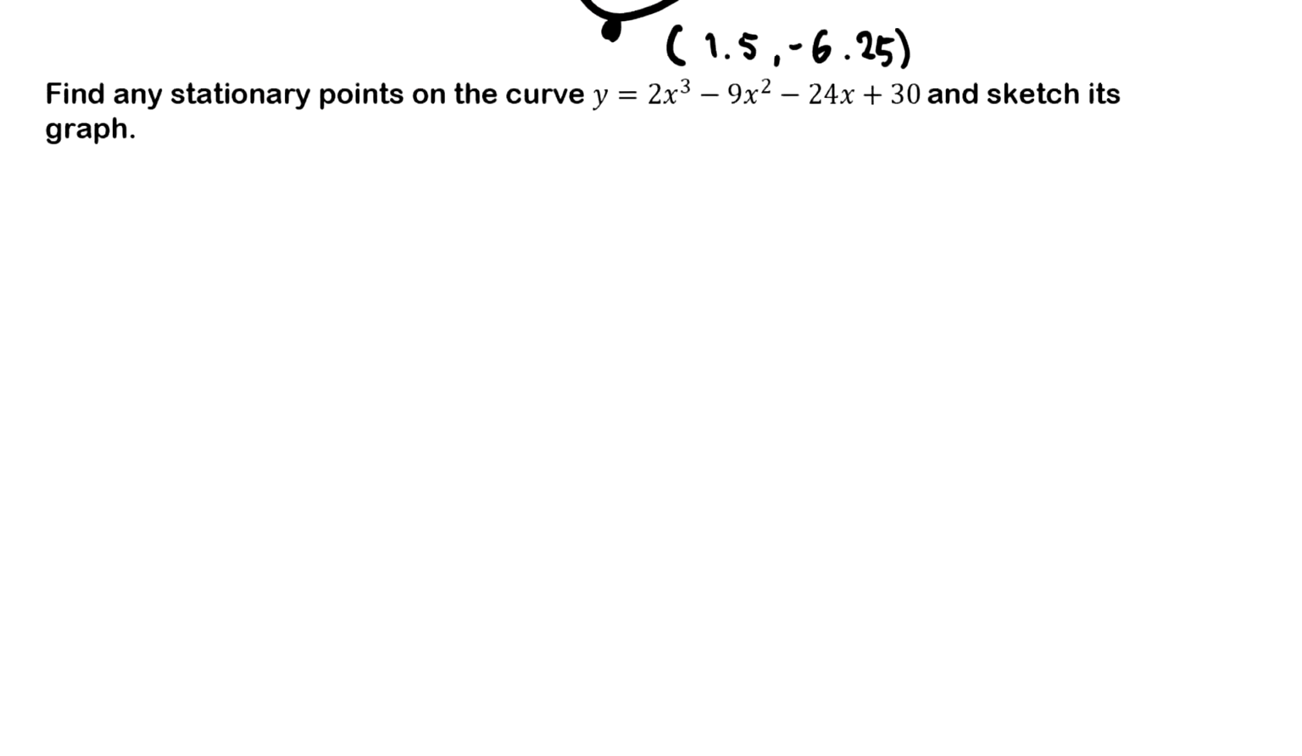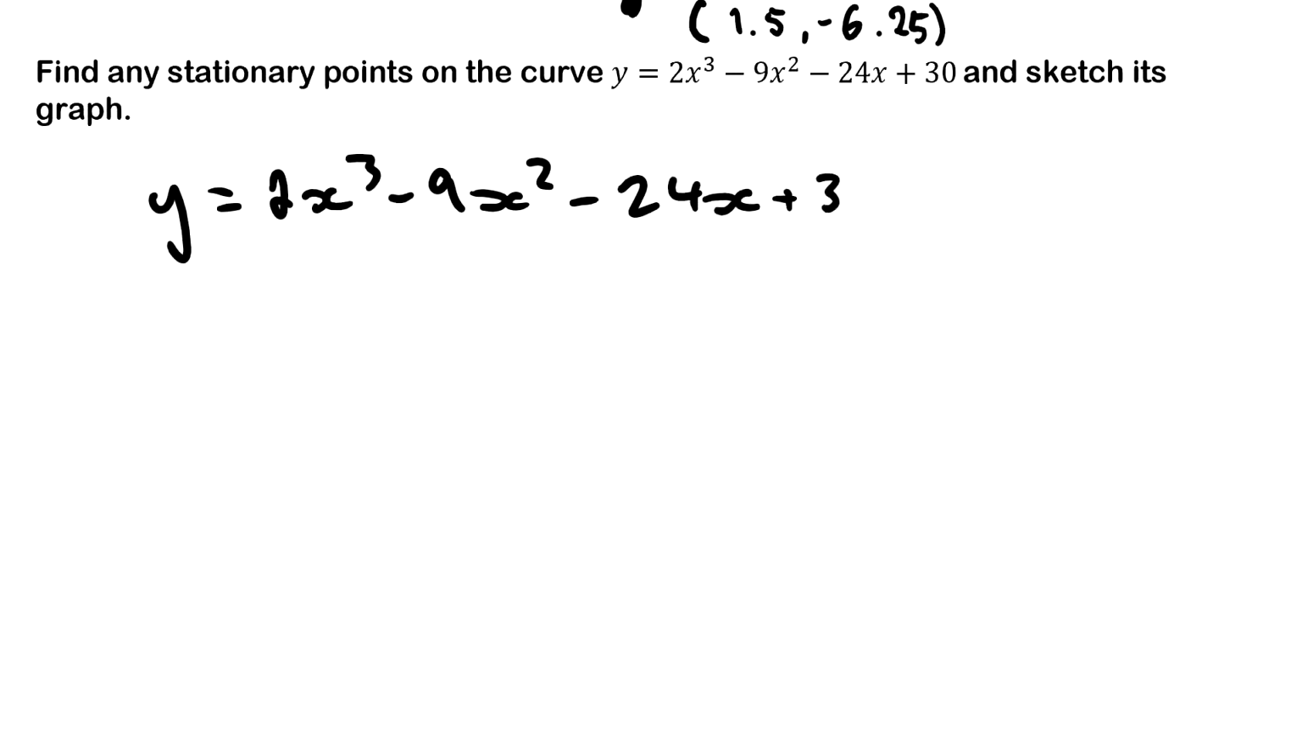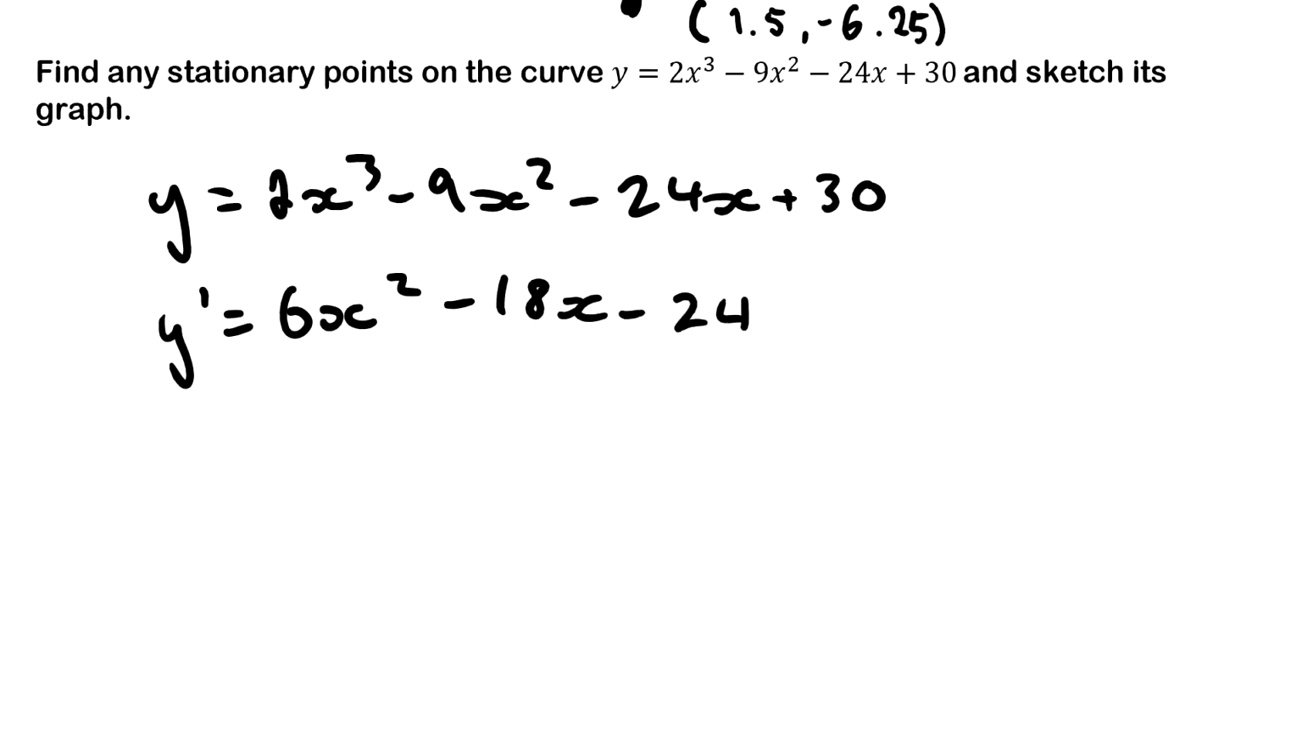So we'll do one more. So here we have another function. So we're going to do the same thing. Write it out. 2x cubed minus 9x squared minus 24x plus 30. First derivative is going to be 6x squared minus 18x minus 24.